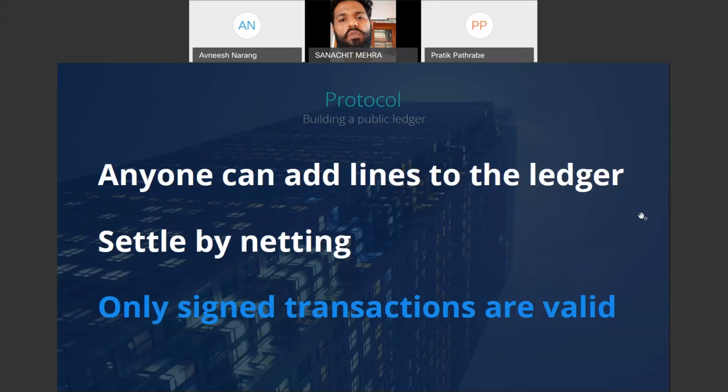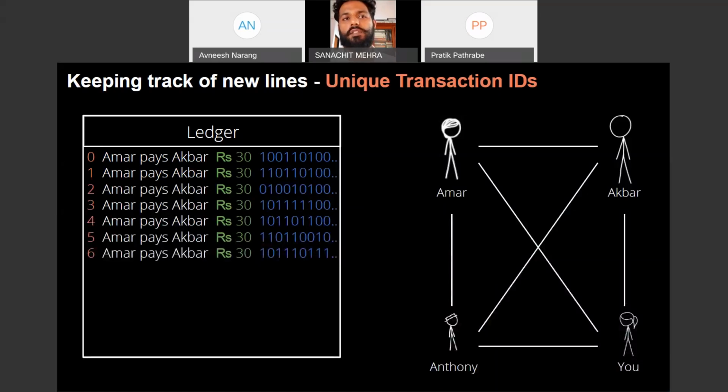So we've added a new line to the protocol. We still know that anybody can add lines to the ledger. We know that we can settle the ledger by netting at the end of the netting period. But we added a new caveat, a new rider to the protocol, which means that only signed transactions are valid. So what does that make? Where does it land us?